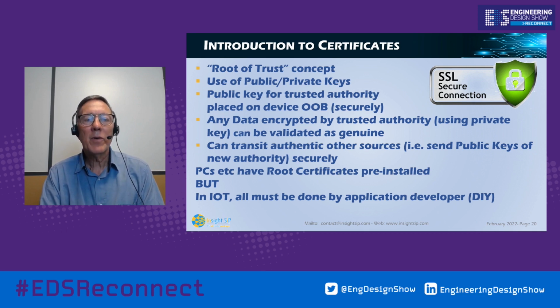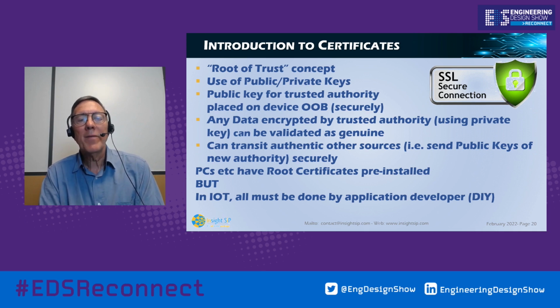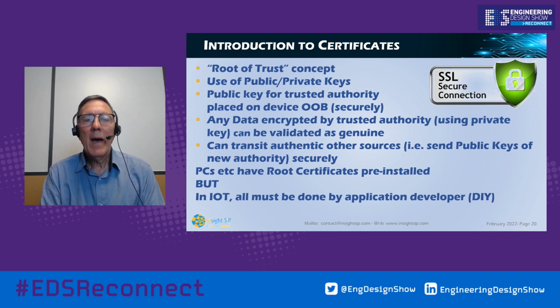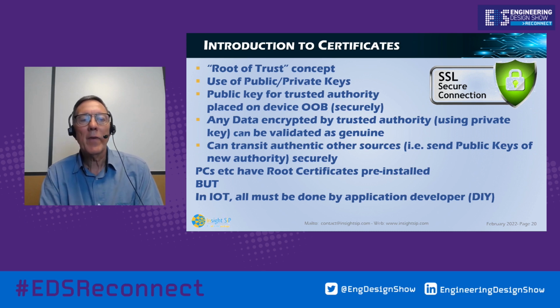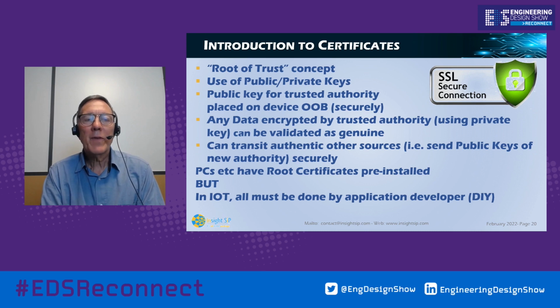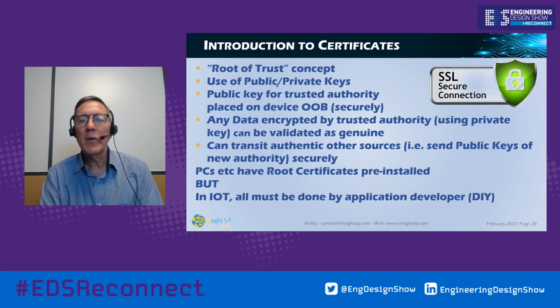And then, of course, you tend to use public and private keys for this. The public key for the trusted authority has to be placed on your device securely. This is typically available on any PC, but on an IoT device, it has to be done by hand. Then any data encrypted by a trusted authority using their private key can be validated immediately as being genuine, and then you can act on it. And the same is true for data you send in the other direction. Once this flow of data has been authenticated, you can then also send any other new keys that you need to send securely.